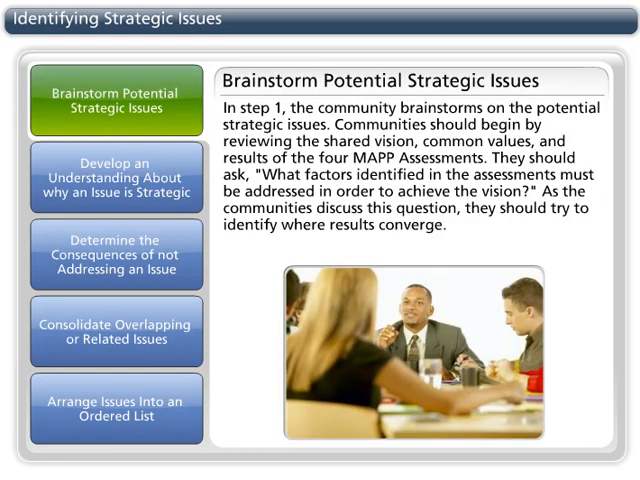In step 1, the community brainstorms on the potential strategic issues. Community should begin by reviewing the shared vision, common values, and results of the 4 MAP assessments. They should ask, what factors identified in the assessments must be addressed in order to achieve the vision? As the communities discuss this question, they should try to identify where results converge.